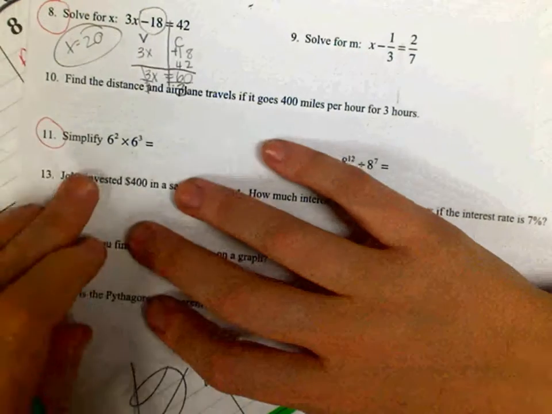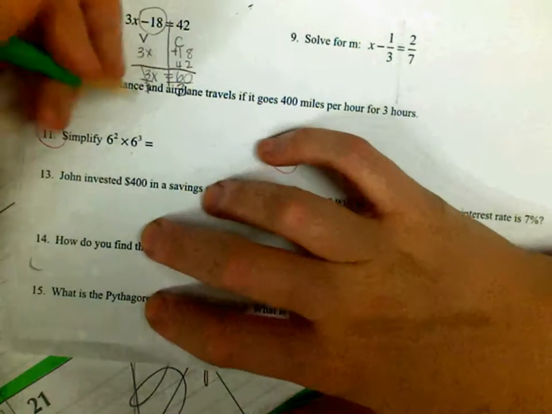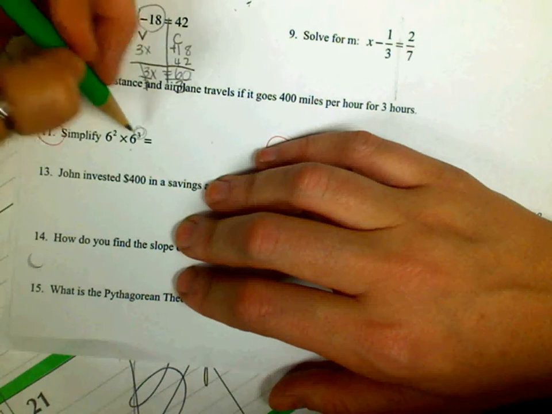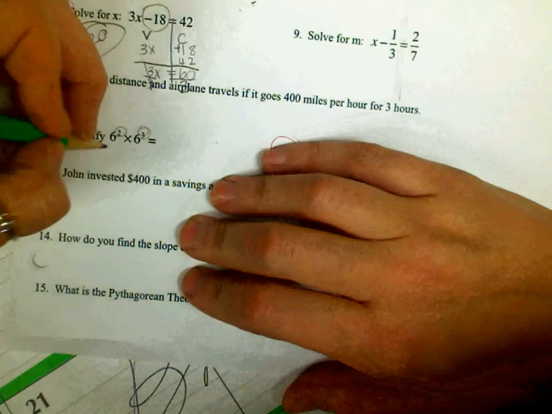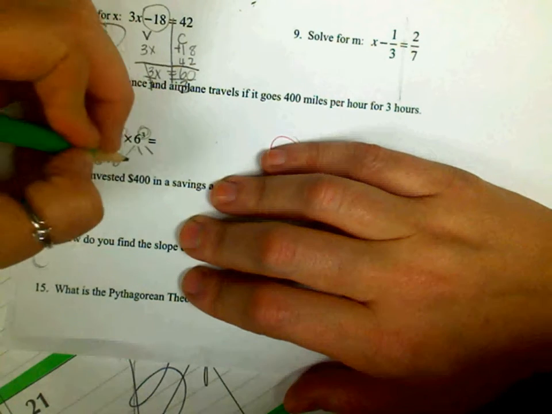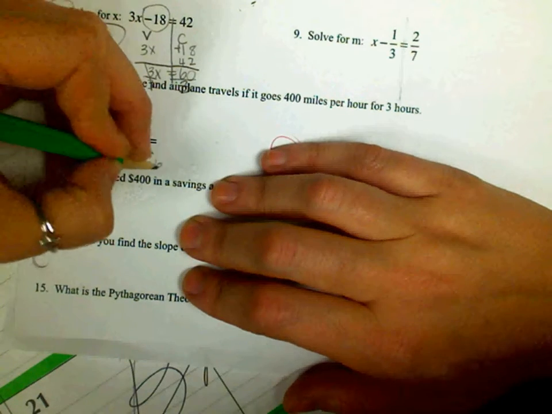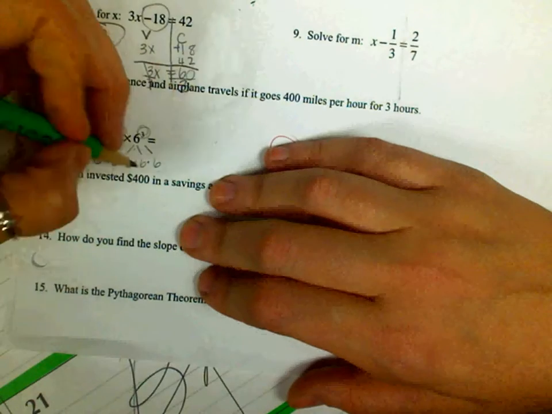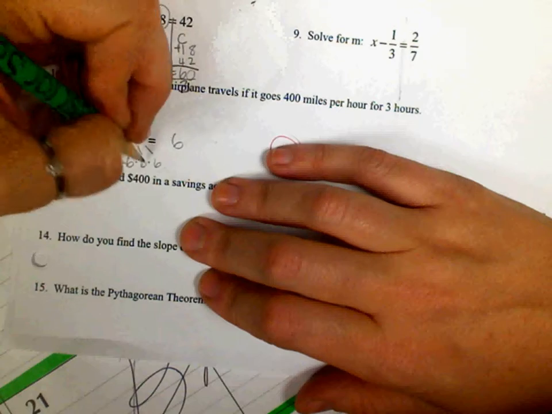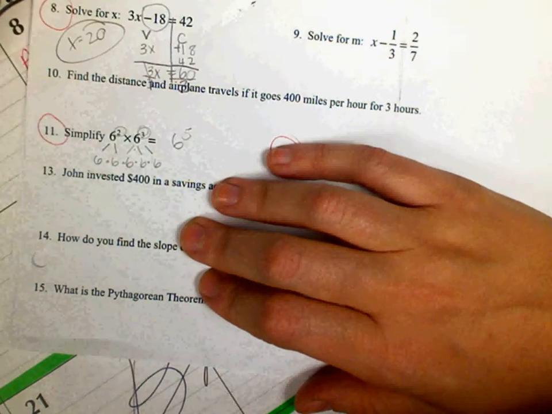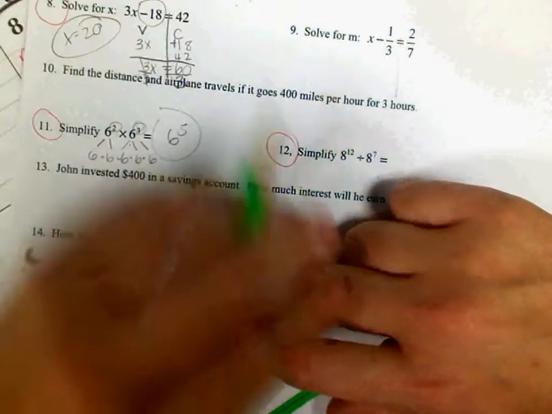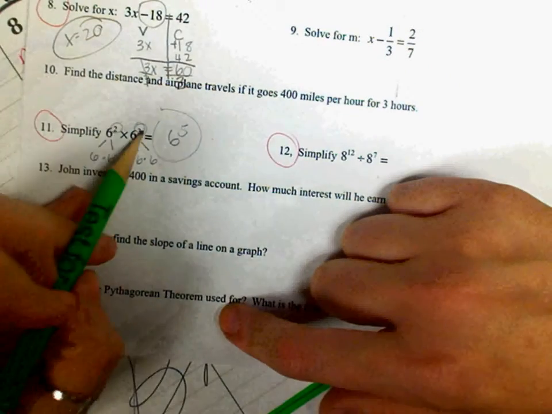Number 11. 6 to the second power times 6 to the third power. Remember, when you multiply exponents, you add the powers. So 6 to the second power is 6 times 6. 6 to the third power is 6 times 6 times 6. So all of that multiplied together is 6 to the 1, 2, 3, 4, 5th power. That should be your answer. You could have got the same thing if you just did 2 plus 3, 5.